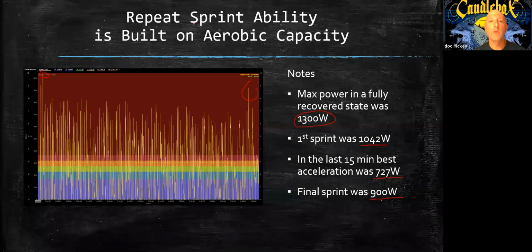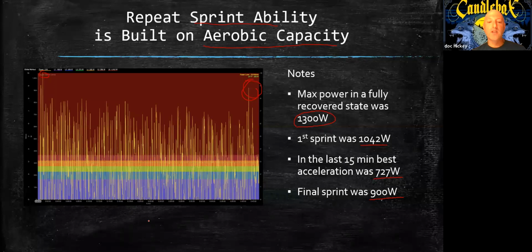So when we talk about repeat sprint ability, if we were to build this athlete's aerobic capacity, if we were to build up their cardiovascular system, they're going to be able to recover a lot better between these sprint intervals, and they're going to have a lot better sprint at the end.